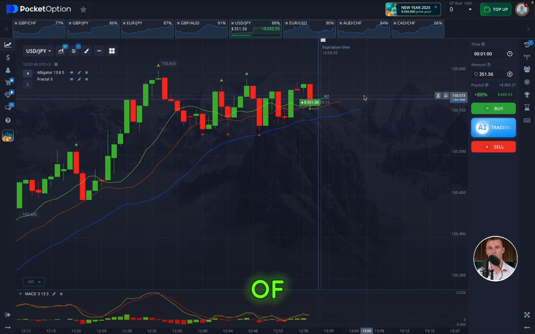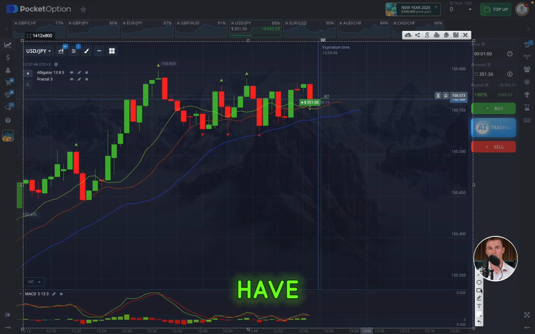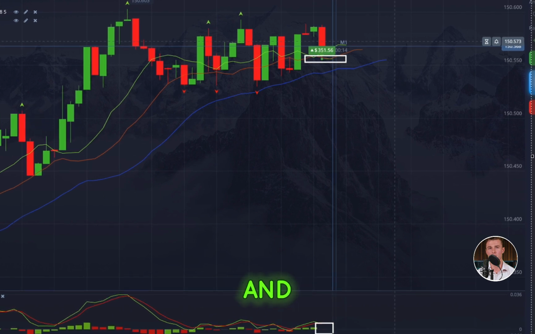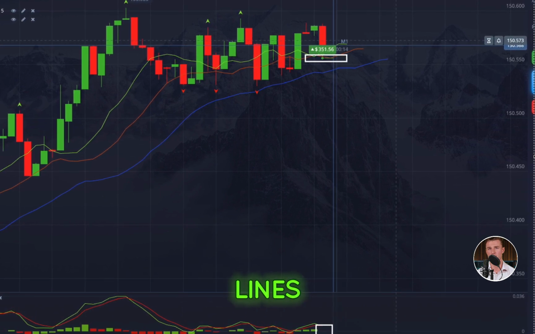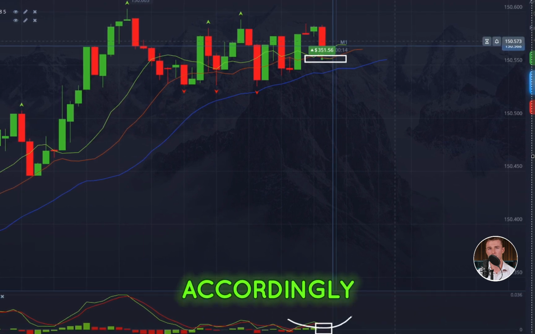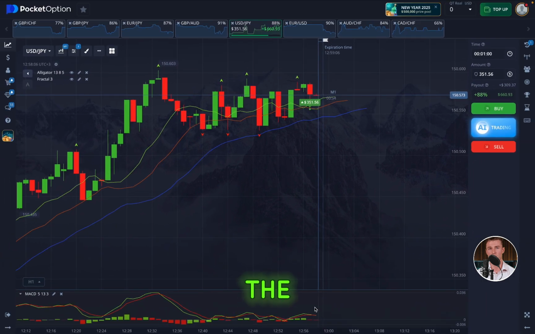These transactions, of course, touch the lower moving average. Here, as you can see, the volumes have reached an average value. They are currently at this value, and the oscillator's moving lines are pointing upwards. They are above the average value, and accordingly, the opening is with the trend. Our trend is upward. Let's see the result.